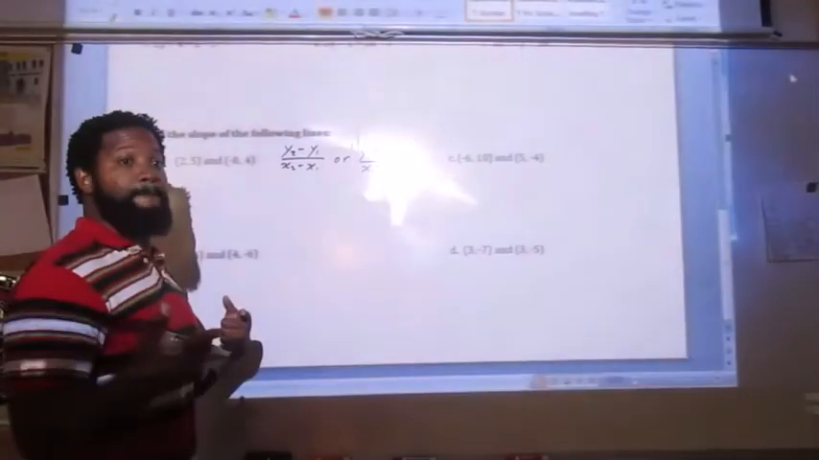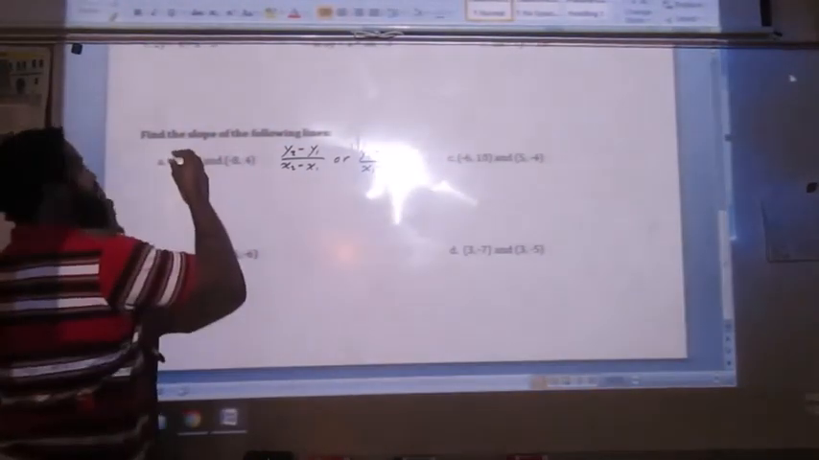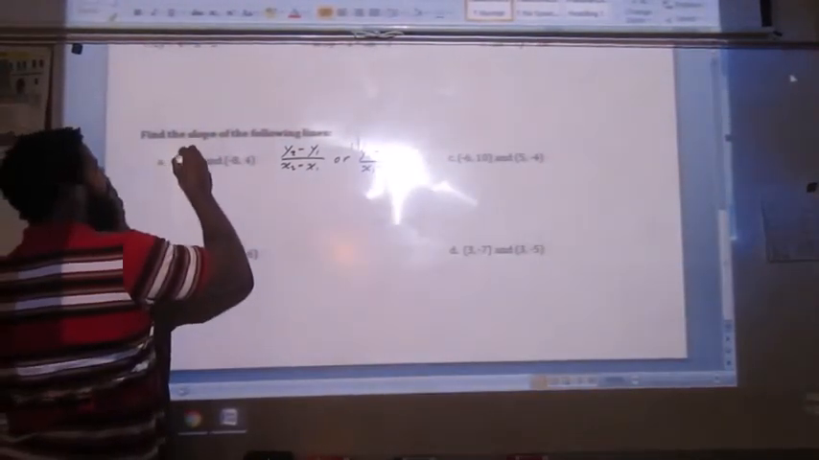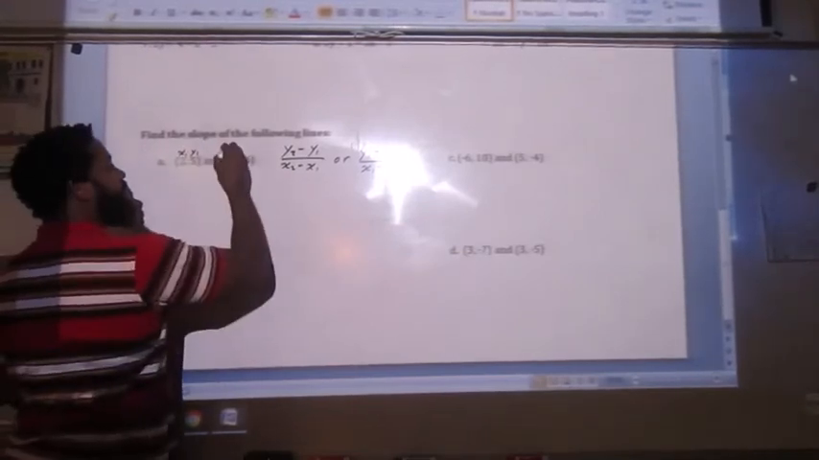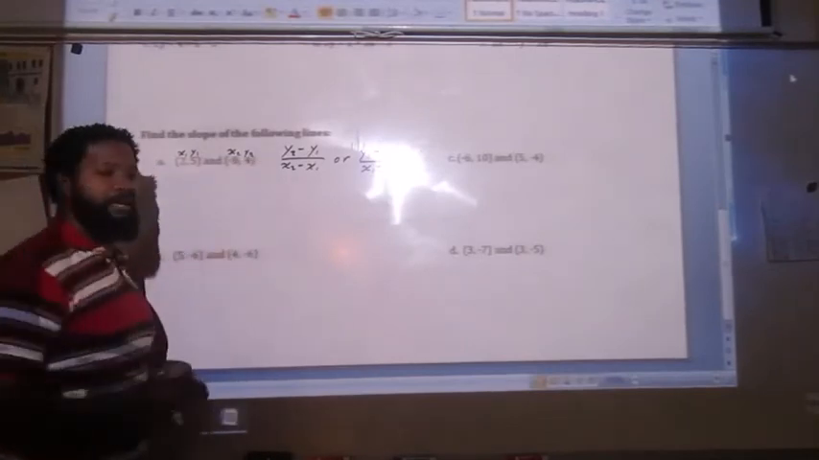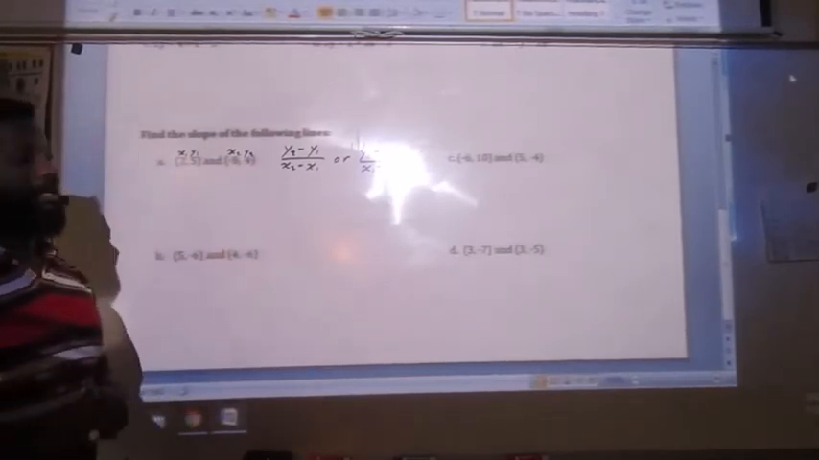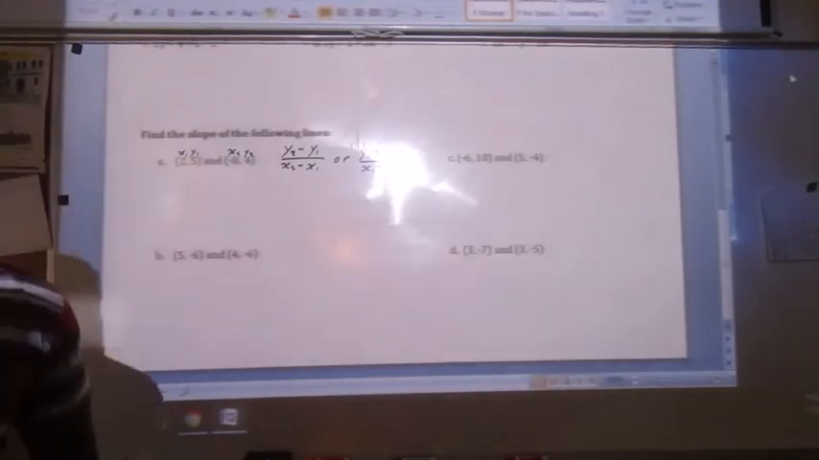Wait, so when they're in the parentheses like that, is it XY or YX? It is XY. Okay, that's what I thought. But we're gonna name this X1, Y1, X2, Y2. It helps to label. Hopefully that's not on the glare.